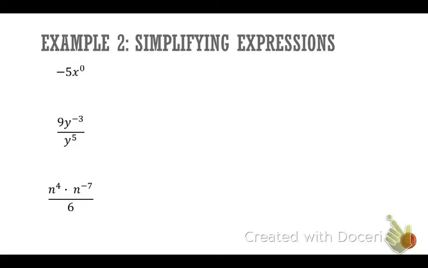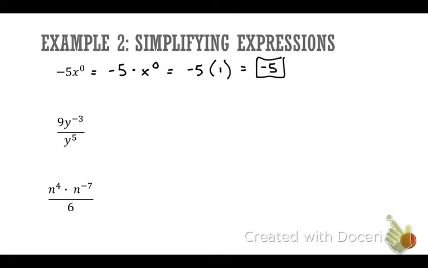It's a 1. So here's what I need you to understand. This is the same thing as negative 5 times x to the power of 0. Right? A number times a variable. This is a product. Negative 5 does not have a 0 exponent. Anything raised to the power of 0 is going to be what? 1. So this is negative 5 times 1. What's negative 5 times 1? Negative 5.